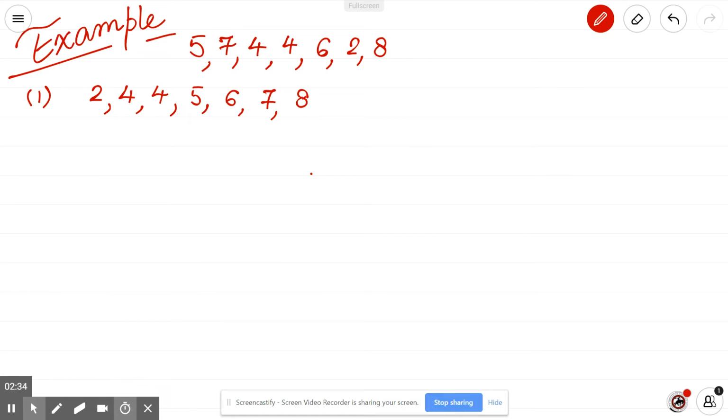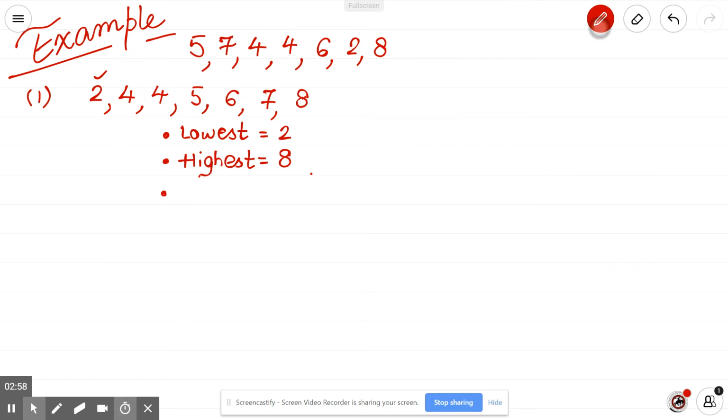Now, before I develop my box and whisker plot for this given information, there are some important things I need to figure out. The first thing is going to be our lowest value. So here you can see that the lowest value is 2. Now your highest value is going to be 8.